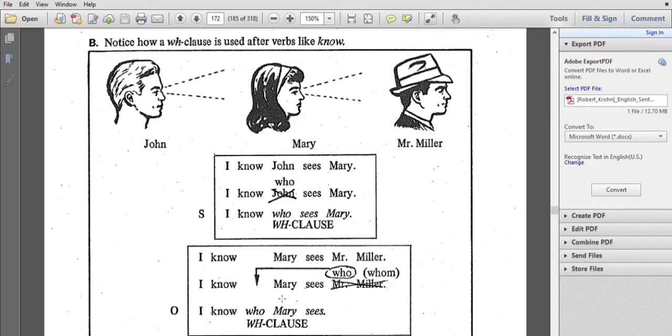And for the second pattern, the WH word replaces the object. For example, "I know Mary sees Mr. Miller." Then it becomes "I know who Mary sees."